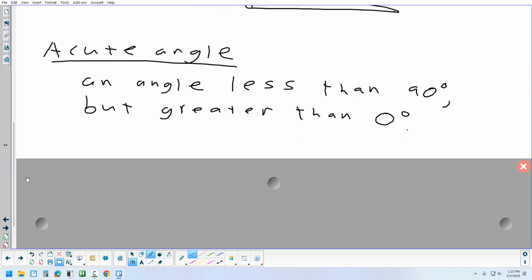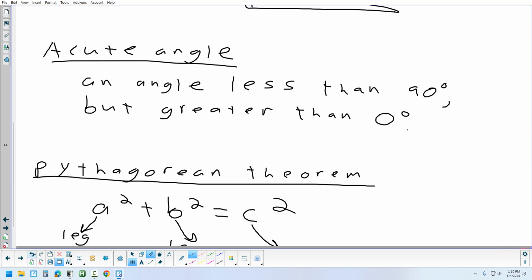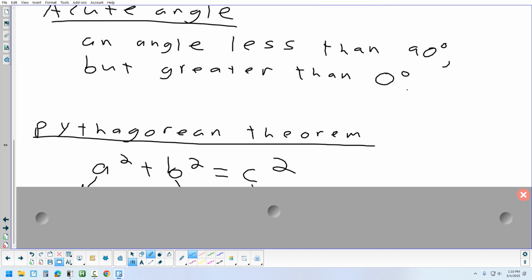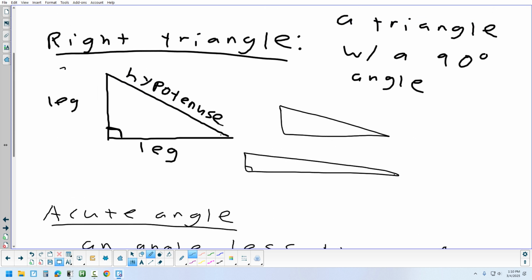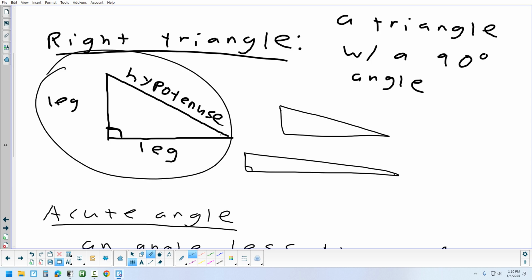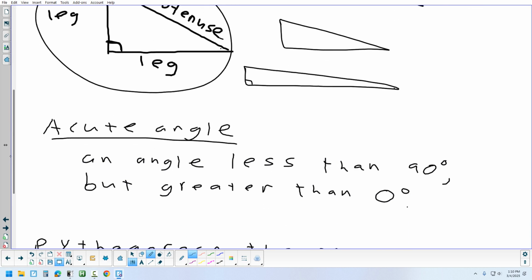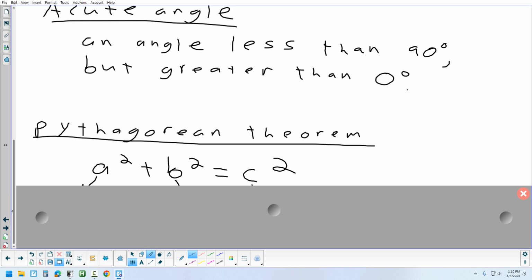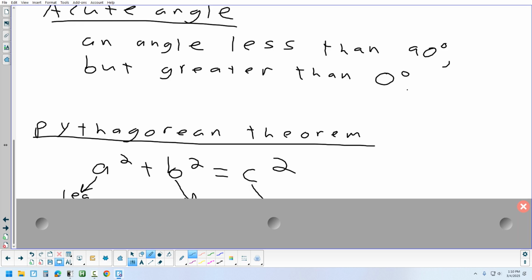There's a theorem connecting all the sides of a triangle, a squared plus b squared equals c squared. That's the Pythagorean theorem. Now, somebody said a squared plus b squared equals c squared. I don't really have any a's, b's, and c's in this diagram. Wait, the A is the short leg, B is the other long leg, and the C is the hypotenuse.